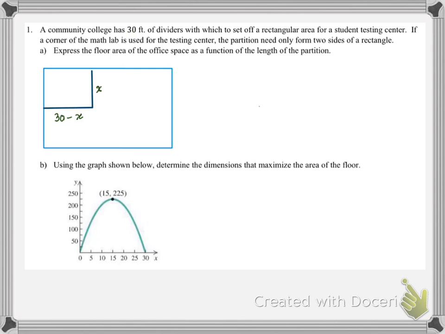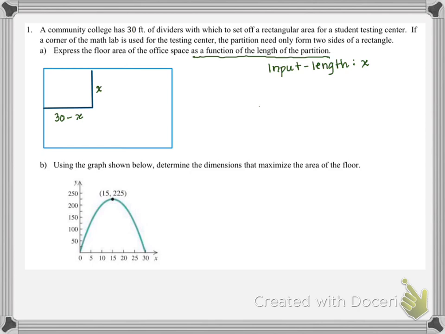And if we look in part A, notice it says we want to express the area as a function of the length of the partition. And so when it says as a function of, that tells us what the input of our function is going to be. And so that can help us identify one of our unknowns. So the input of our function is going to be that length, and we're calling that x.